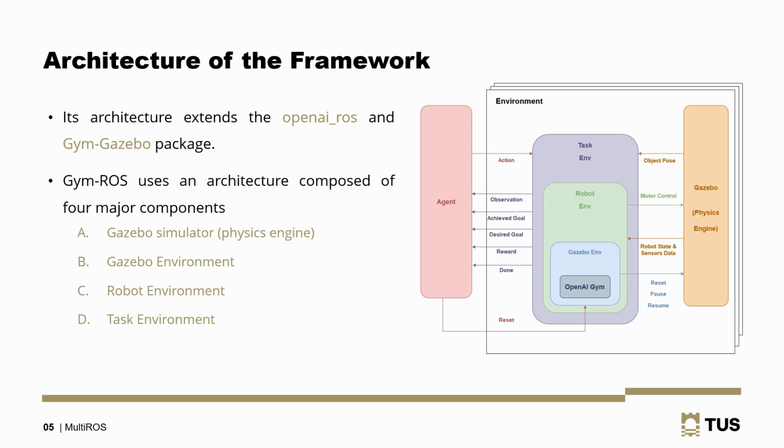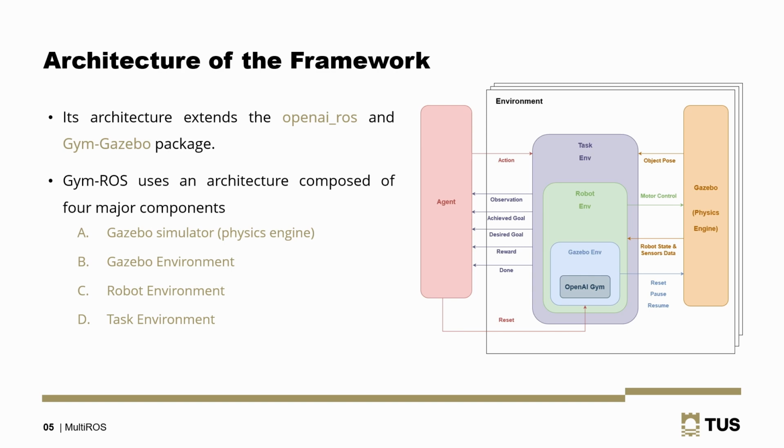Then the Robot Environment class inherits from the Gazebo environment and provides the necessary functions to read sensors and move the robot. Finally, the Task environment, which inherits from the Robot environment, specifies the structure of the task that the agent needs to learn. Then from the task environment, it outputs observations, reward, and done flag to the agent.